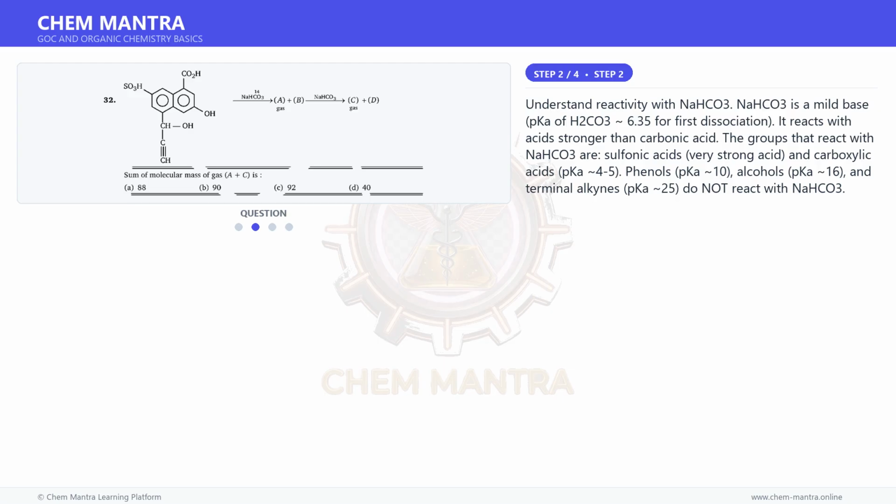Understand reactivity with NaHCO3. NaHCO3 is a mild base, pKa of H2CO3 is 6.35 for first dissociation. It reacts with acids stronger than carbonic acid. The groups that react with NaHCO3 are sulfonic acids, very strong acid, and carboxylic acids, pKa 4-5. Phenols, pKa 10, alcohols, pKa 16, and terminal alkynes, pKa 25, do not react with NaHCO3.